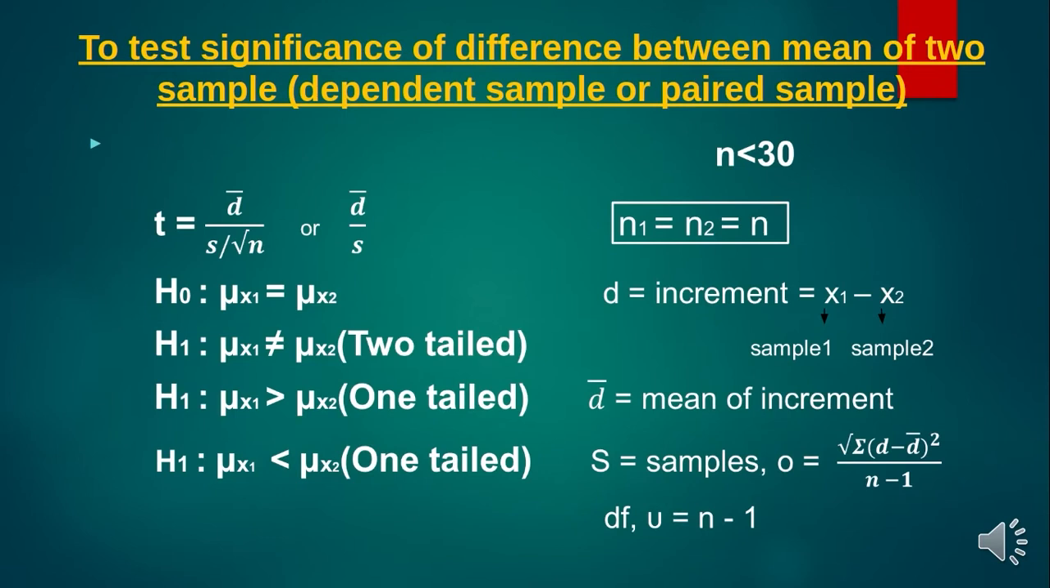For H1, mu x1 not equal to mu x2, that type of equation is called two-tailed. Mu x1 more than mu x2, that type of equation is called one-tailed, and mu x1 less than mu x2, that type of equation is also called one-tailed.